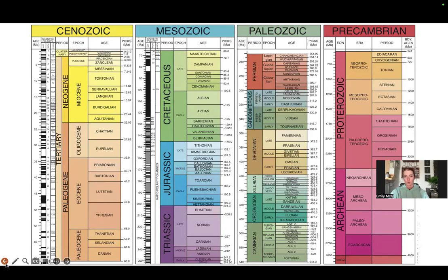How do we know how to break these time ages up? How to break up Earth's history? And it all comes down to geology and biology. It is the meet-cute of bio and geo, and it comes down to fossils. And we find fossils in rocks.